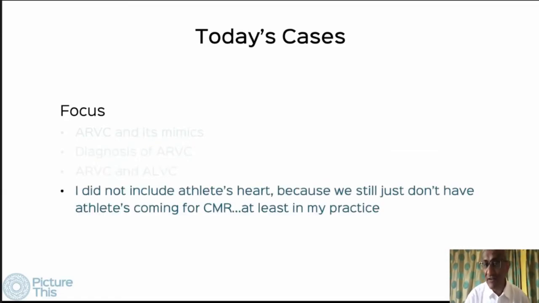I did not include athlete's heart because at least in my practice, and we have a substantial practice, we don't see athletes still coming for CMR. And I know that in most, I did poll my colleagues in other institutions, etc., and we still don't have athletes coming for CMR. And so we don't really see too much of athlete's heart. And so I have left it out.